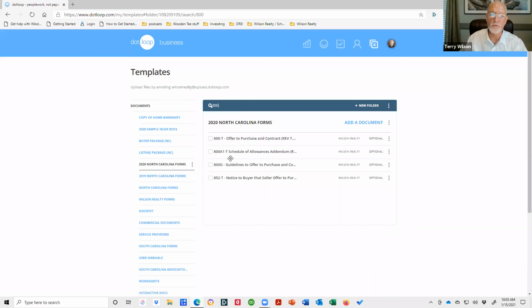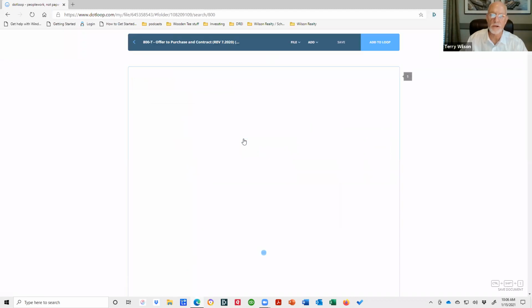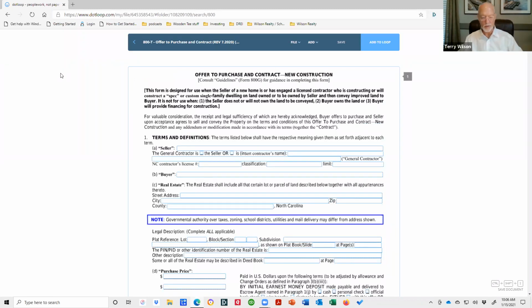So I'm just going to go through, we're going to start with probably one of the most confusing offer to purchase and contracts out there, to the extent that when one of our agents called the Real Estate Commission's legal hotline to ask them about it, the guy said, I don't know. I don't know what this form is for. All right, so this is the offer to purchase a contract for new construction.